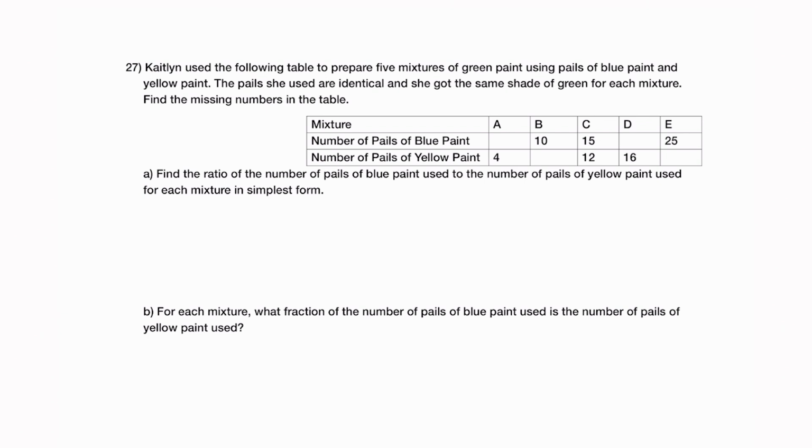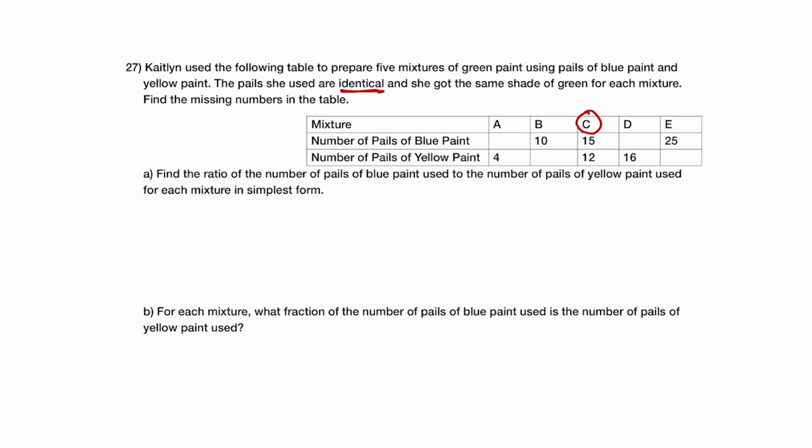And here comes question 27. Catalin used the following table to prepare 5 mixtures of green paint using pails of blue paint and yellow paint. The pails she used are identical. That's very important. And she got the same shade of green for each mixture. Find the missing numbers in the table. So let's see. Now in this C, we have both the values.